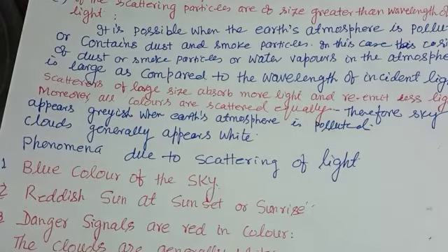Another is that clouds are generally white. The concept is that clouds consist of dust particles and water droplets, and the size of the scatterer is much more than the wavelength of the incident light. So all colors of white light are scattered equally. Hence, the light which we receive through the cloud has all the colors of light. As a result, we receive almost white light. Therefore, clouds are generally white.